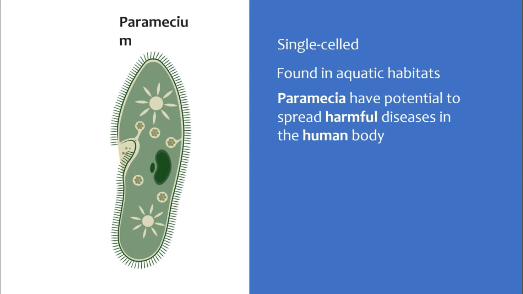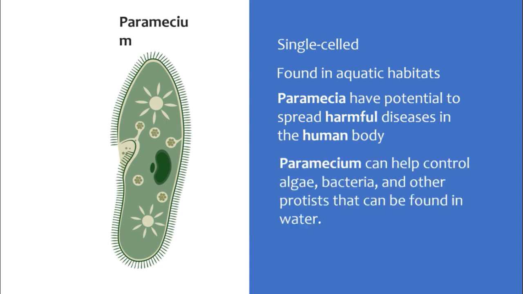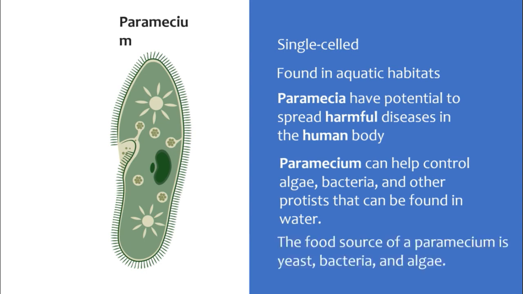But there is another side of this Paramecium. And what is that? Since it eats algae and bacteria and other microorganisms, it controls the population of other bacteria. So it helps in another way, keeping the environment balanced. Because the food source is yeast, bacteria and algae.